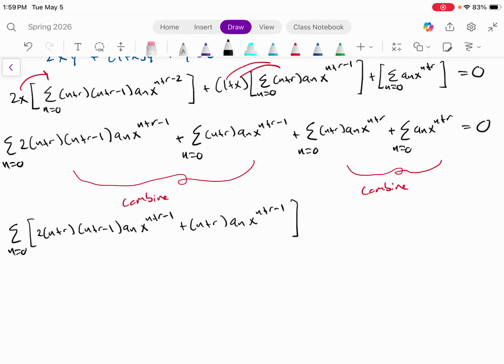Okay, and then my second term is going to be n plus r, a sub n x to the n plus r, plus a sub n x to the n plus r, and this all equals 0.